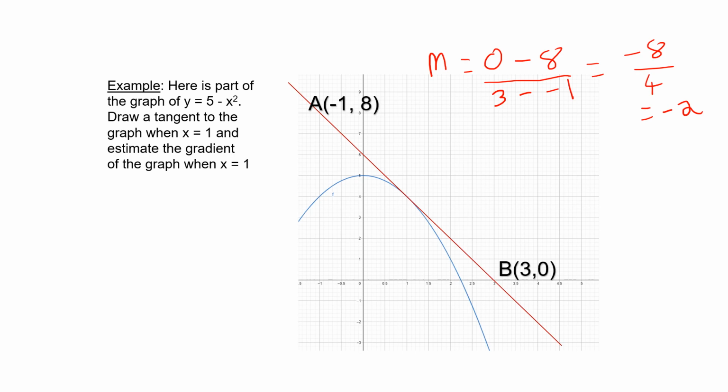And you can see that's quite sensible because the tangent's sloping downwards, so the gradient would have to be negative. And just bear in mind, that is the exact gradient of the graph at the point x equals 1.